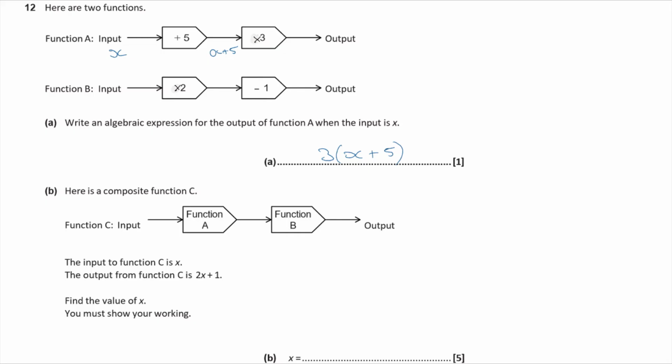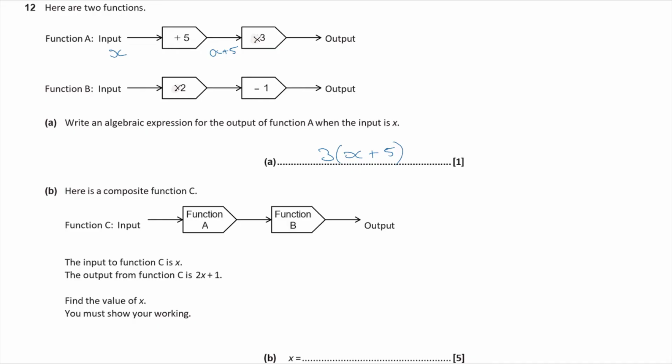Part B says here's a composite function C. Function C is take the function A and then feed your results into function B, and then that will be your final output. So the input to function C is x, the output of function C is 2x plus 1. Find the value of x. You must show your working. Right, so we've already written the first function. It's 3 lots of x plus 5.